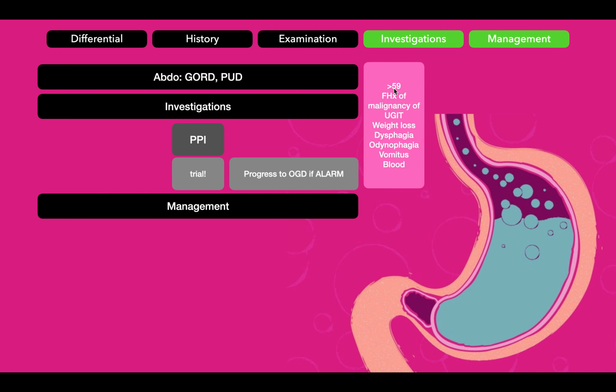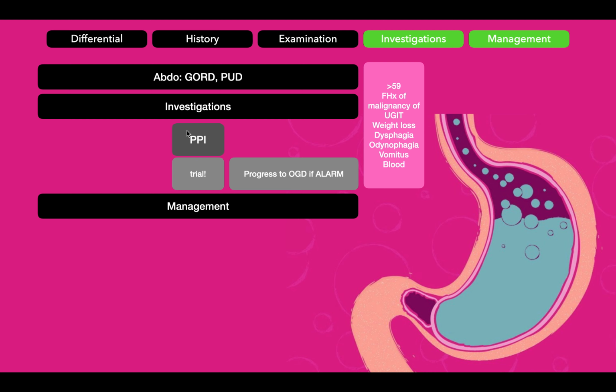If the patient is over the age of 59, they need an OGD, or if they have any family history of malignancy of the upper GI, any unexpected weight loss, dysphagia, odynophagia, vomitus, or blood, and this is excessive vomitus for a while, these are the alarm symptoms. Any of these, they need an OGD, not a PPI trial.